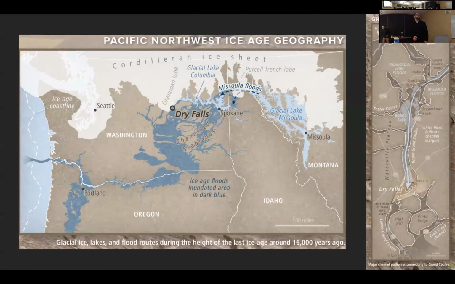We're here near Seattle under the former Puget Lobe. And Dry Falls is, for those who don't know, in this interesting location right at the edge of the Okanagan Lobe, at the outlet of glacial Lake Columbia, and in the path of the Missoula floods, which went through the channeled Scabland. So this is the scene of the Pacific Northwest at the height of the last ice age, around 16,000 years ago.